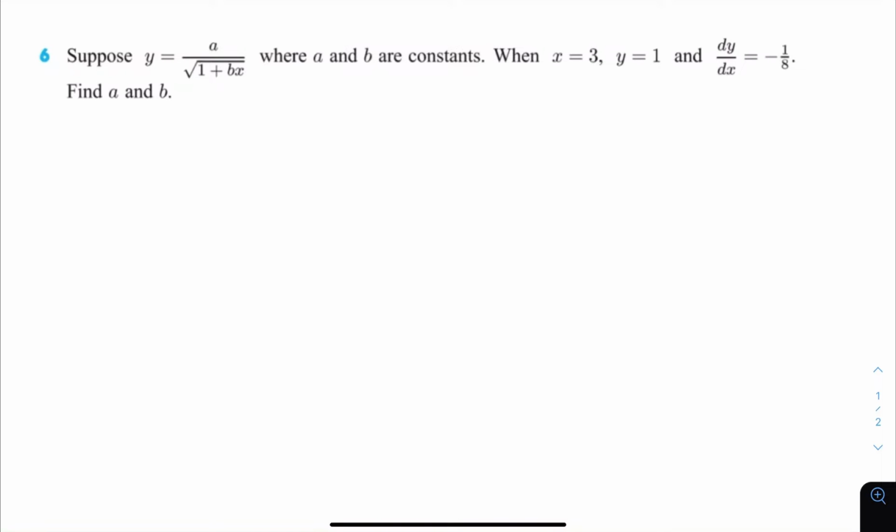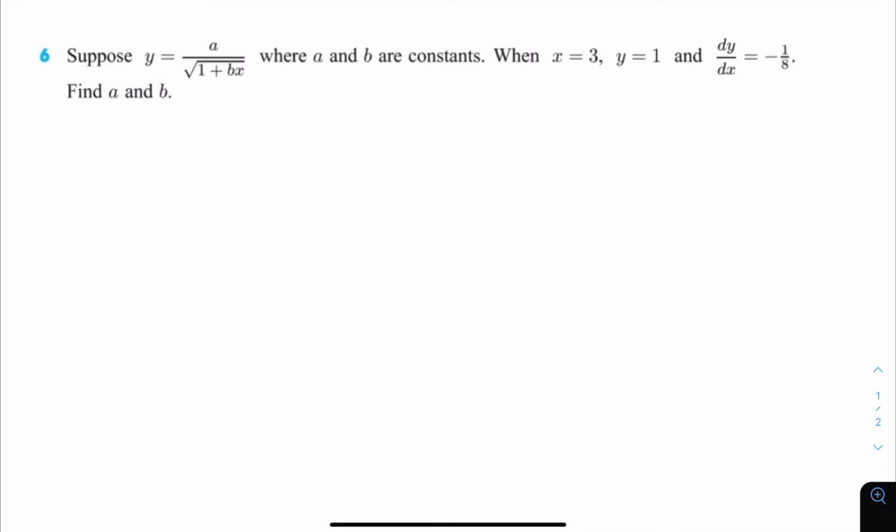Okay, so suppose that y is equal to a over root 1 plus bx, where a and b are constants. When x is 3, y equals 1 and dy over dx equals negative 1 over 8. Find a and b. So the first thing I want to do is take note that we have two variables and we're given two pieces of information. So clearly we're going to have to use simultaneous equations to solve this.